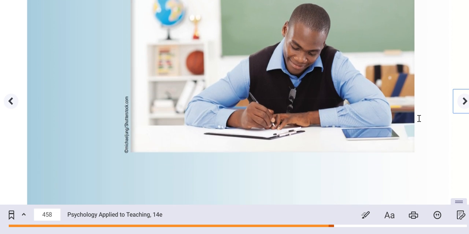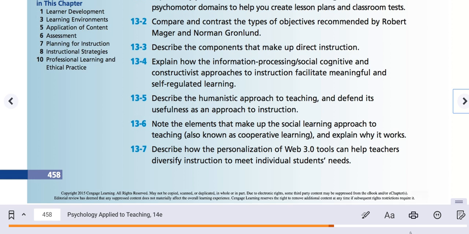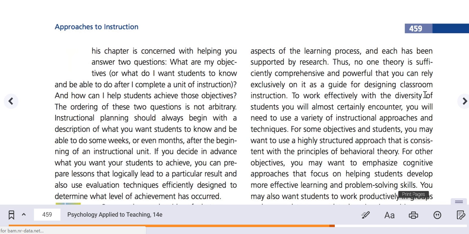Approaches to instruction. This chapter is concerned with helping you answer two questions. What are my objectives, or what do I want students to know and be able to do after I complete a unit of instruction? And how can I help students achieve those objectives?